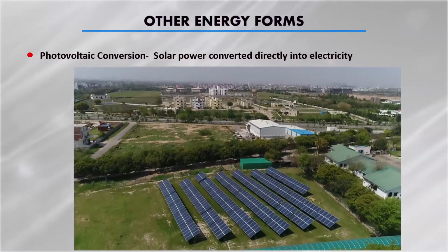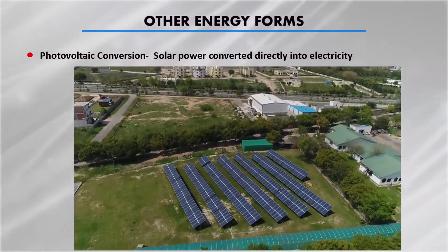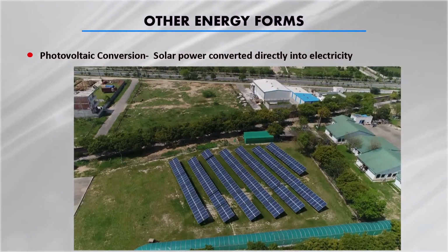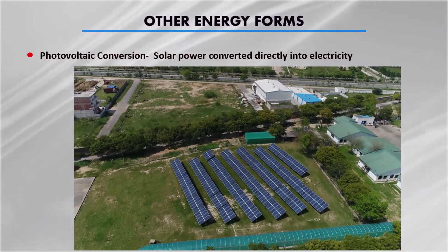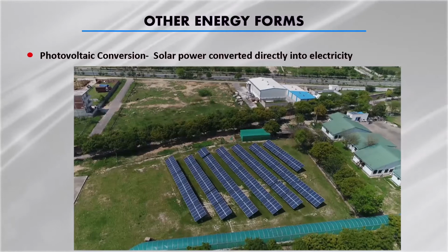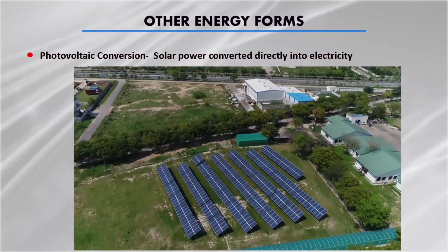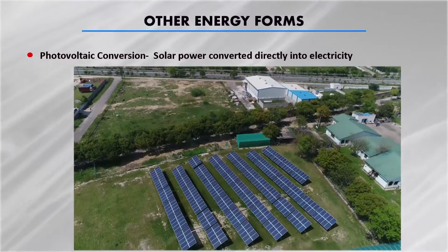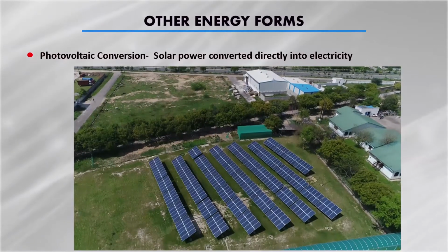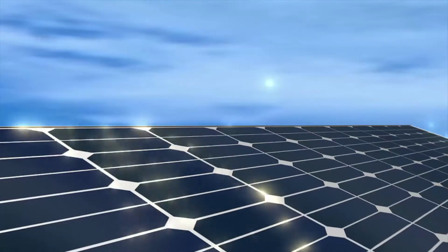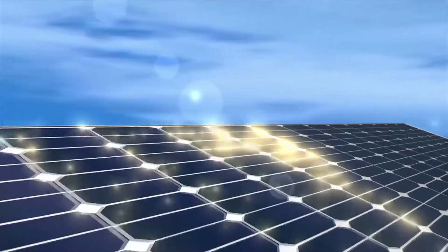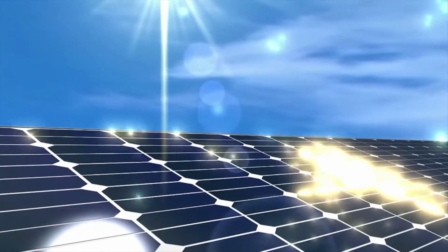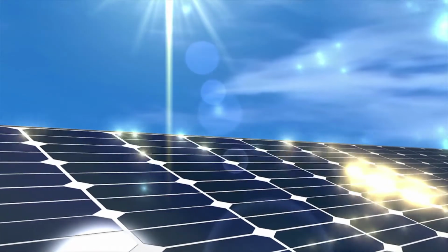Then photovoltaic conversion is also there. PV: you have seen a lot of photovoltaic panels near you, rooftop photovoltaic plants, or different PV modules. So these modules or solar power plants are there. Solar power is converted directly into electricity by using these photovoltaic panels. They have solar cells. What these cells do is, the sunlight is incident on the panel, and it is converted into electricity.